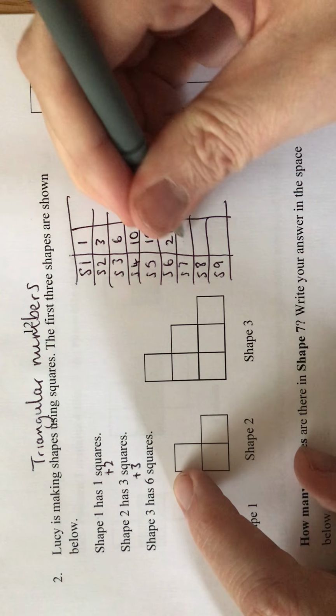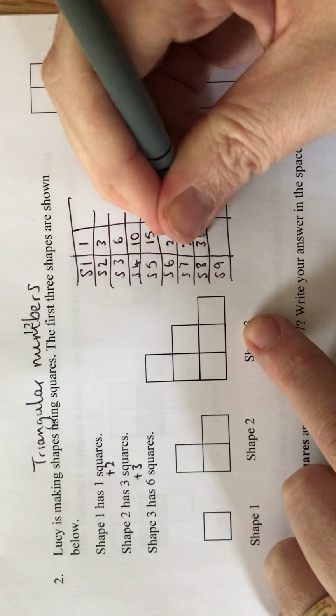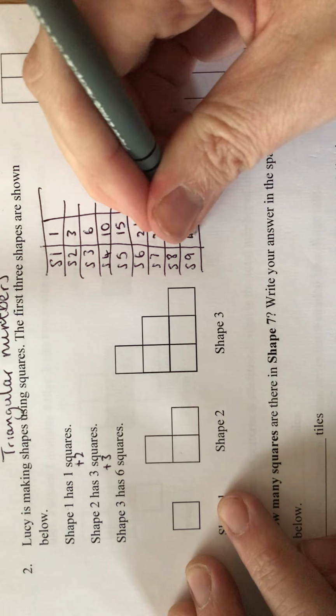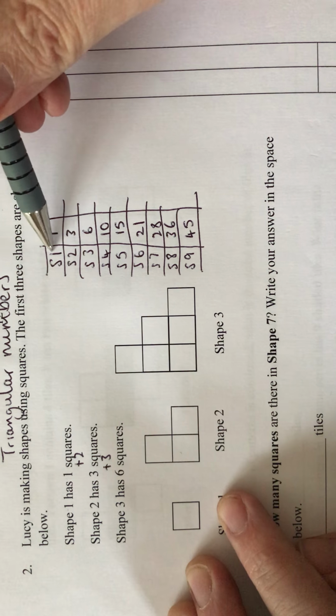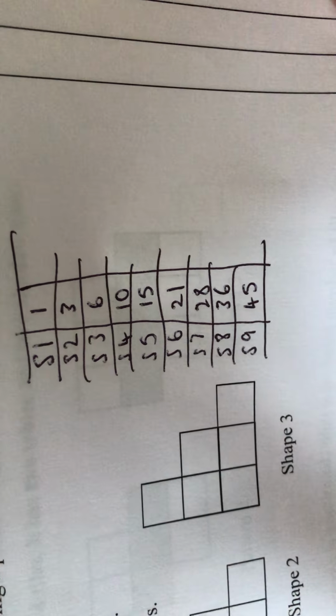Then plus 7 is 28. Then plus 8 is 36. Then plus 9 would be 45. So that is actually the first 9 triangular numbers, and they go on forever. Okay, just hold that a little bit closer. Can you see?